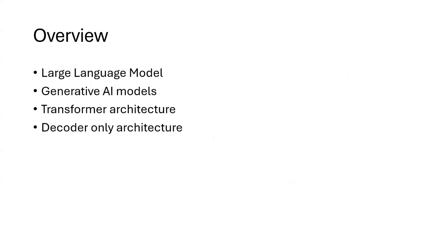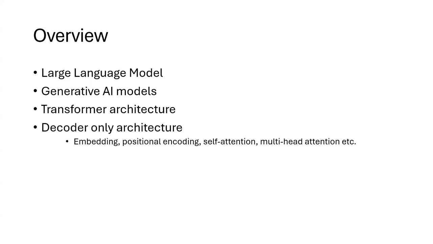In this session, we will discuss what is a large language model, what are generative AI models, what is transformer architecture, and we will see how decoder-only architecture works. When we discuss decoder-only architecture, we will discuss some very important concepts: embedding, positional encoding, self attention, multi-head attention, and a few more.